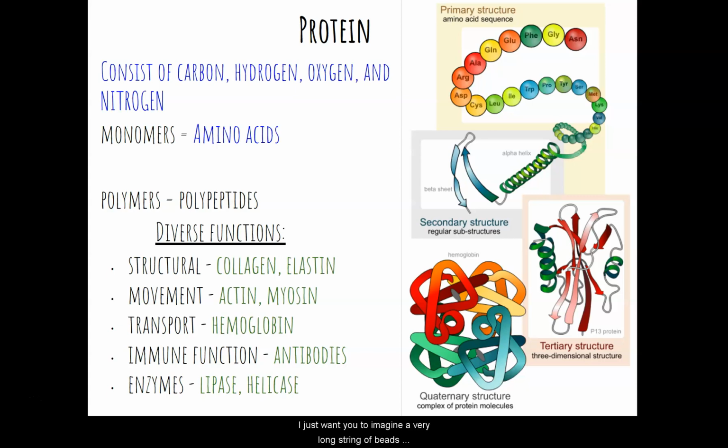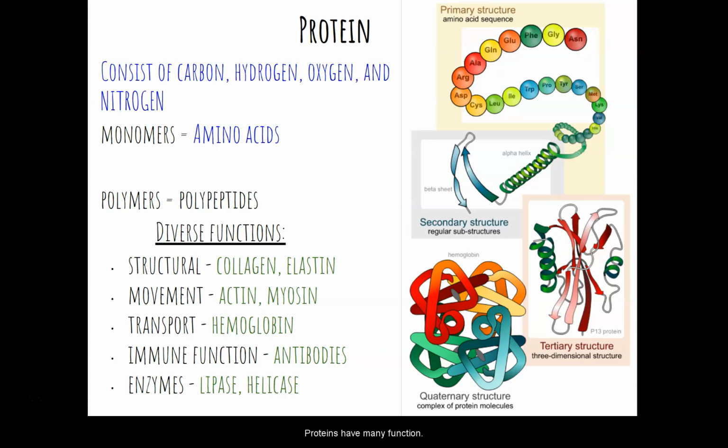I just want you to imagine a very long string of beads that gets wound and wound and wound until you've got a three-dimensional ball. And that three-dimensional structure has function. And the specific function of a protein depends on its shape, and its shape depends on that primary sequence. So if you get the wrong sequence, you'll completely change the quaternary structure and you'll have the wrong thing.